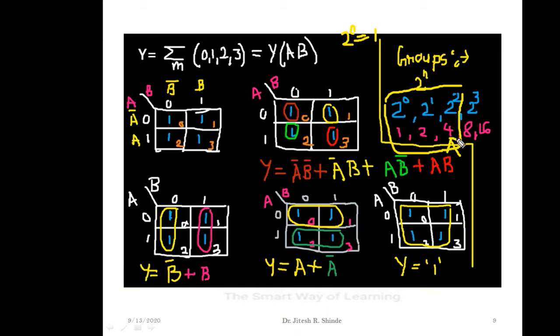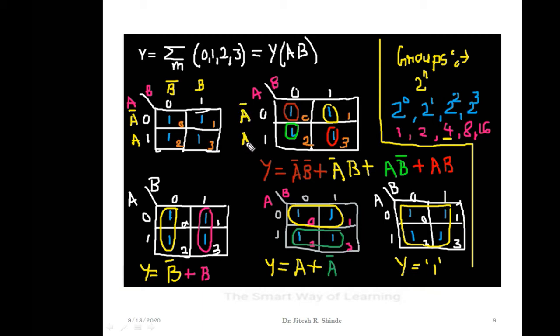Instead of going with a group of 4 ones, I am going with a group of single one. So this is my first group. Corresponding to this group, what am I getting as the first minterm? A bar, B bar. This is my A bar, this is A, and here what will come?